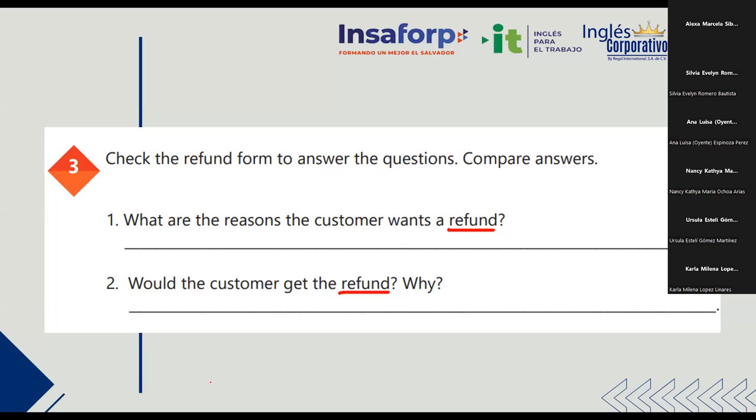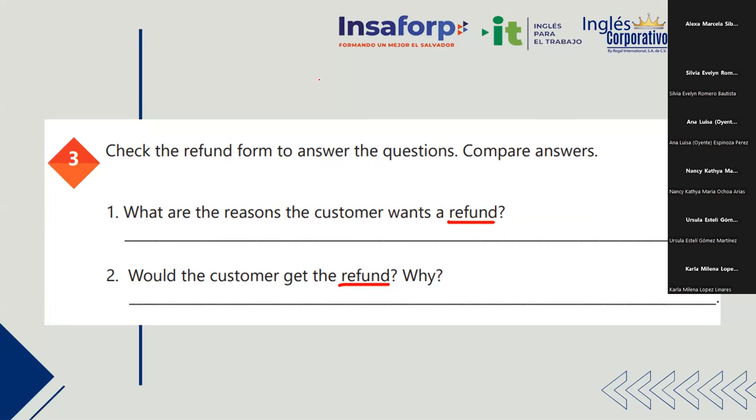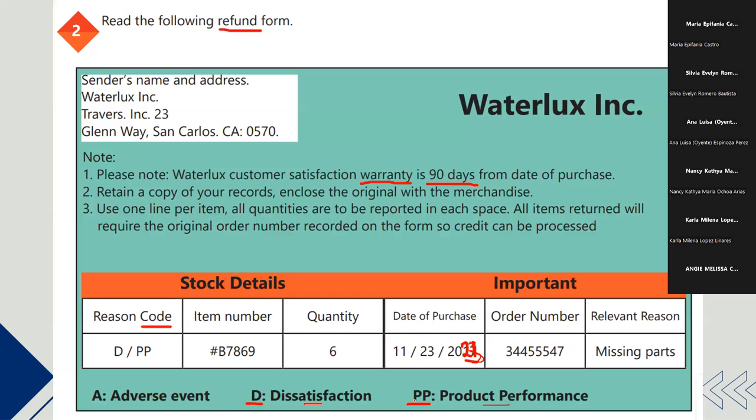Okay, tell me, are you ready to check this? Ready, yes. Okay. What are the reasons the customer wants the refund, according to the form? Because it's missing parts, right? It's not complete. Imagine, it's like if you get a cell phone without battery. It doesn't work. Would the customer get the refund? What do you think?